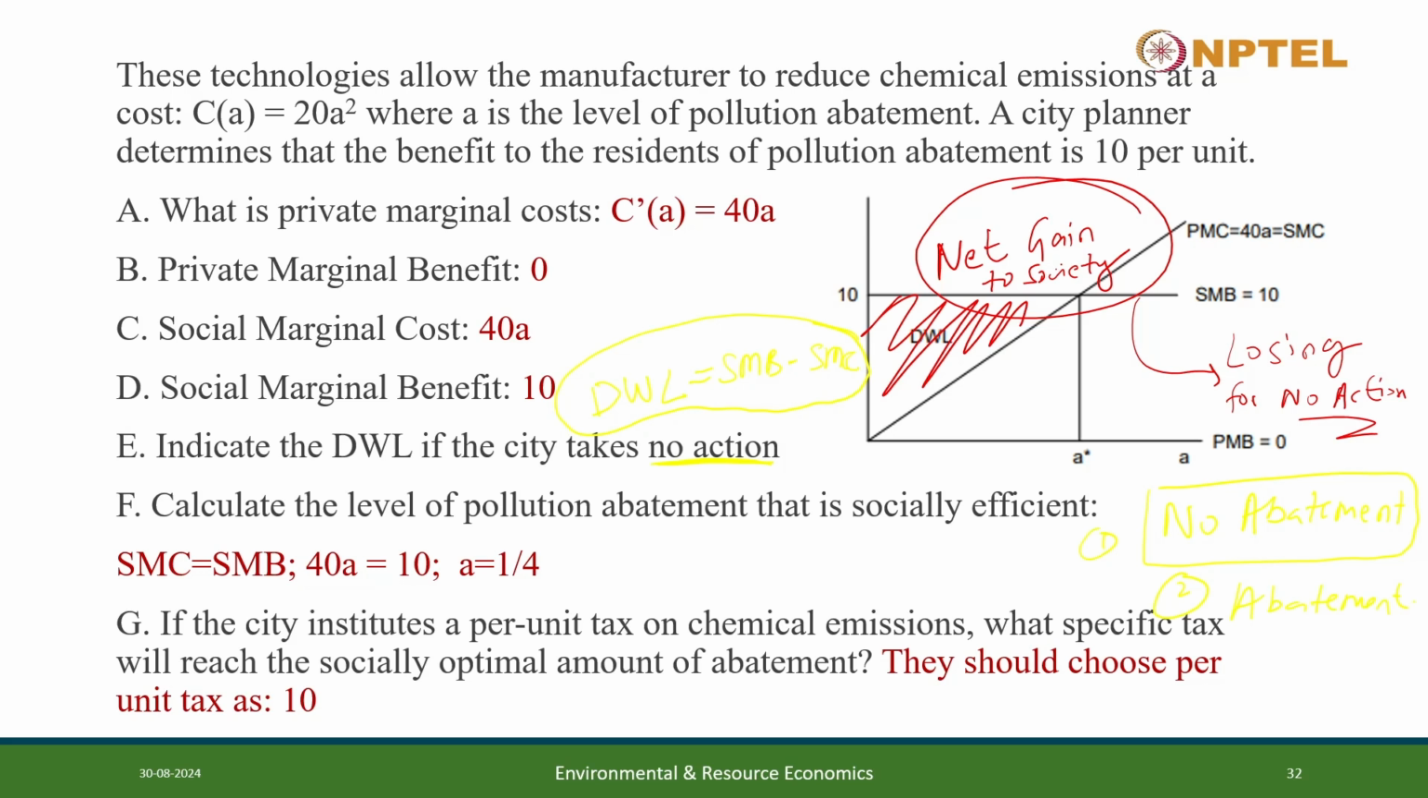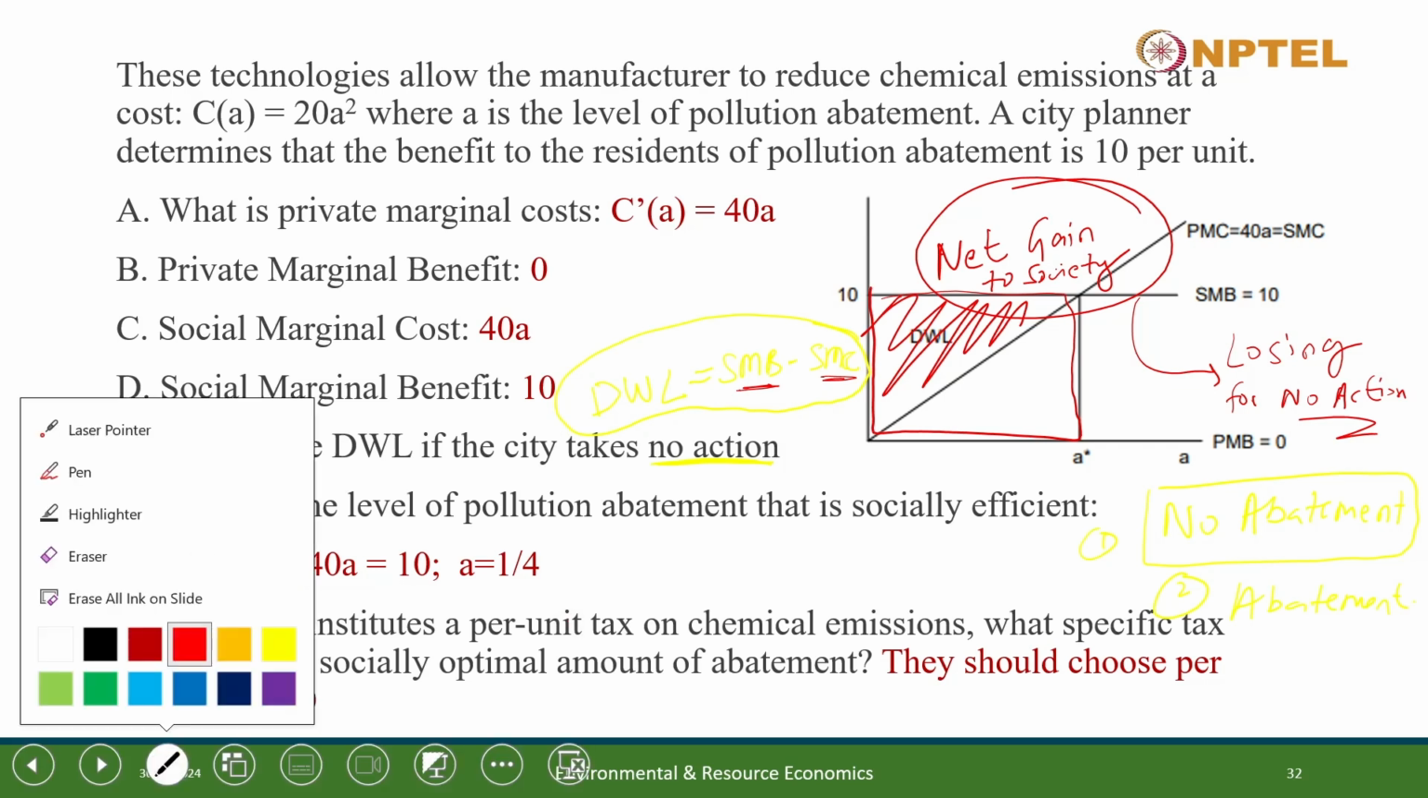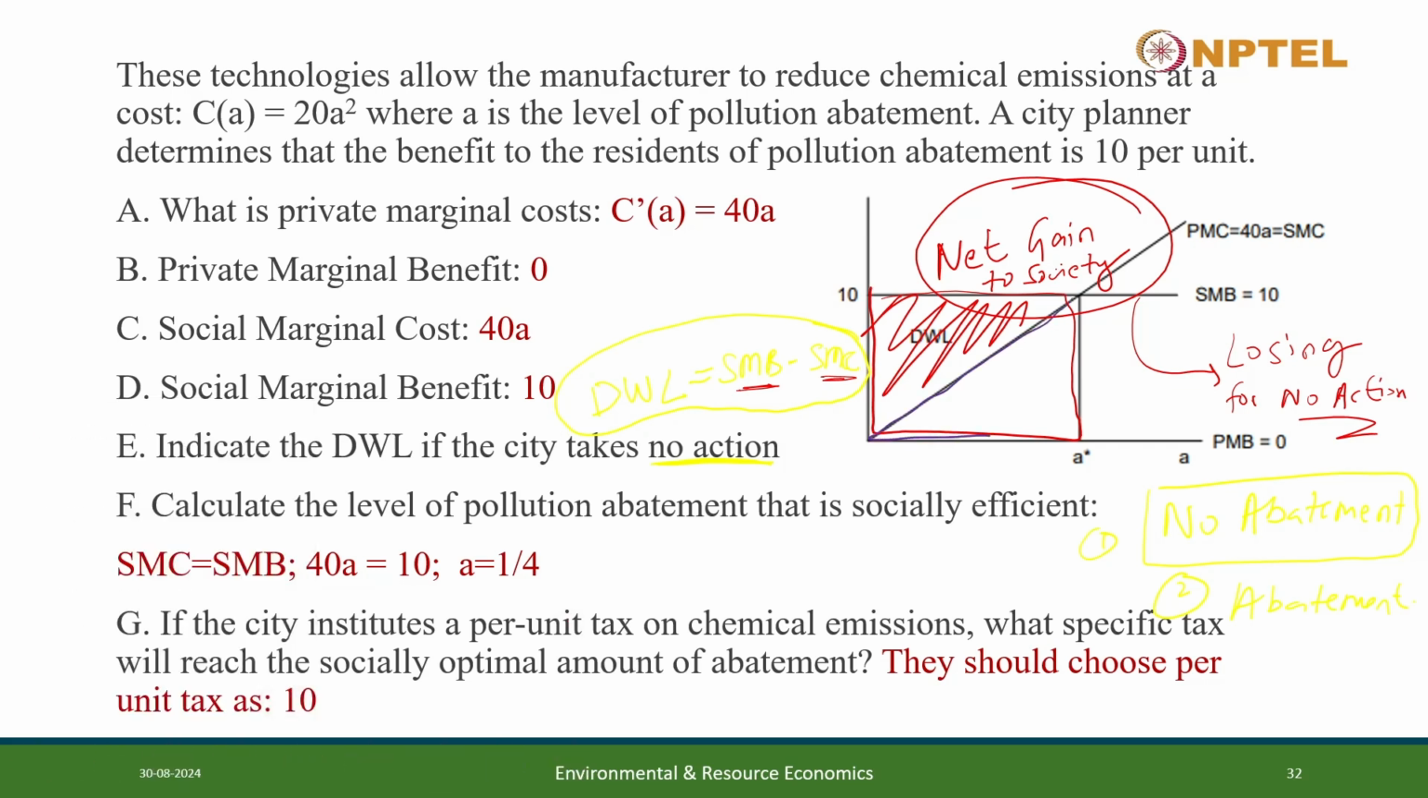Is it clear now? Yes, ma'am. Any further question you can ask? You just have to subtract the cost from the total benefit. So the total benefit will be this whole area, and from here you are subtracting the cost, which is this area, the purple one. So you get the deadweight loss. Okay. Now we move towards the next one. I hope I'm clear with this point.